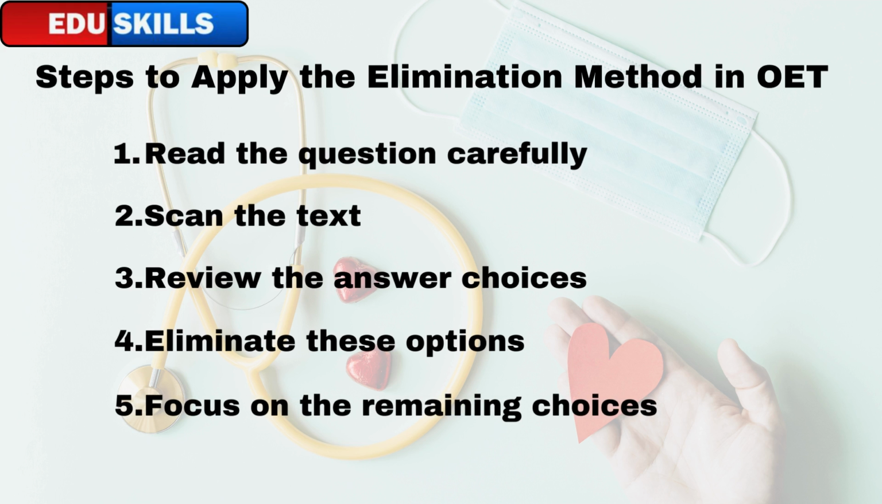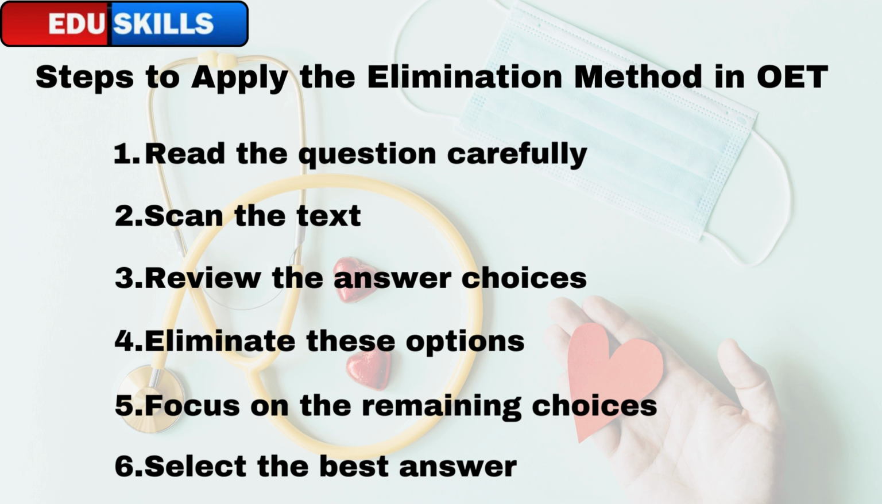Step 5, focus on the remaining choices, reread the question and text, paying close attention to the remaining options. And step 6, select the best answer. Choose the option that most accurately and completely reflects the information in the text and addresses the question.